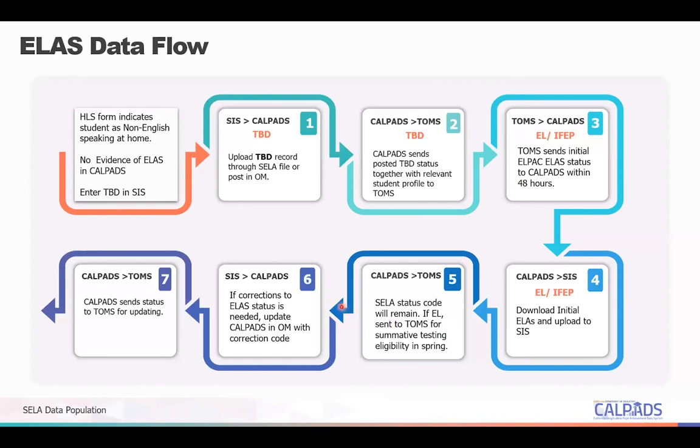If a correction to ELAS status is needed, the LEA must submit a new ELAS record reflecting the correct ELAS status code together with the appropriate valid ELAS correction code. This must be done before the summative testing of that academic year. Once the correction is made, CalPADS then sends the relevant status back to TOMS for updating.